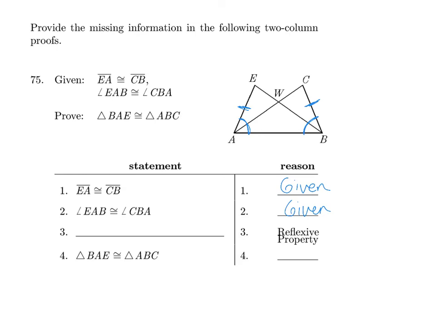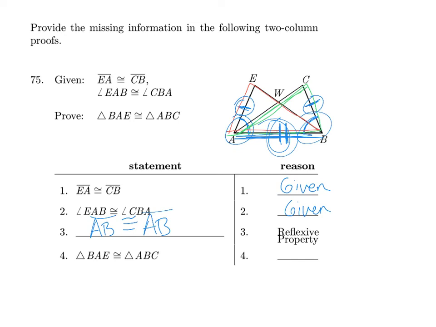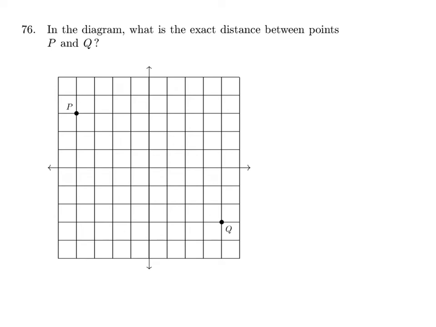I have these two triangles here. Let me highlight them for you. I have the red triangle, and I have the green triangle, and they share AB in common. So I'm going to say AB is congruent to AB. That's the reflexive property. And now I know the triangles are congruent by what shortcut? SAS. Done.